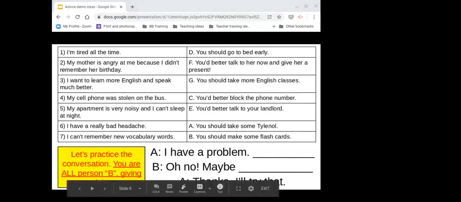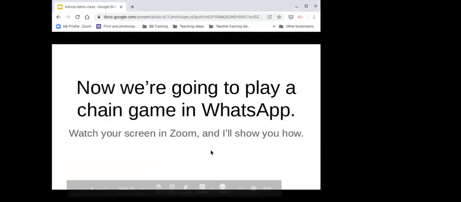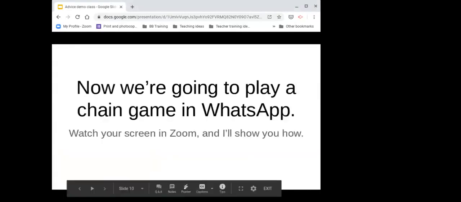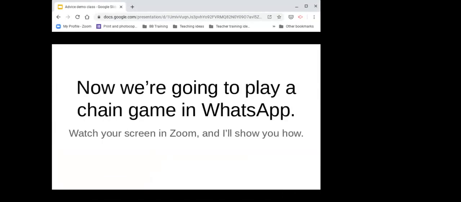So let's do our next activity. This is a chain game in WhatsApp. I will show you here what to do, and then we'll go to WhatsApp and play the game.